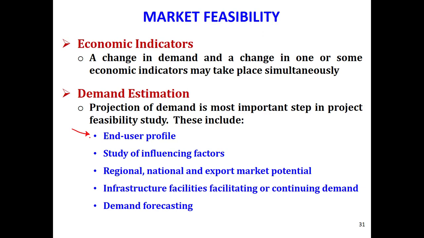If you are producing a simple product, let's say a supplementary drug or cosmetic products, who are the end users? You need to know how much money they make, and if they can afford your product or not. A study of influencing factors: which type of factor will change the demand. If people lose their job, they cannot buy cars. Then regional, national, and export market potential: how popular your product is in the region, nationwide, or how much potential there is to export it internationally.